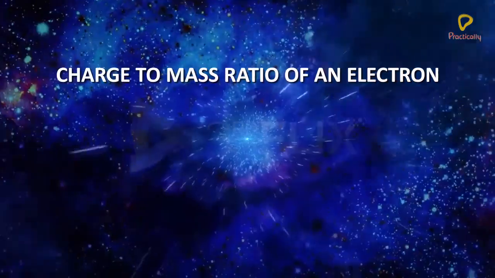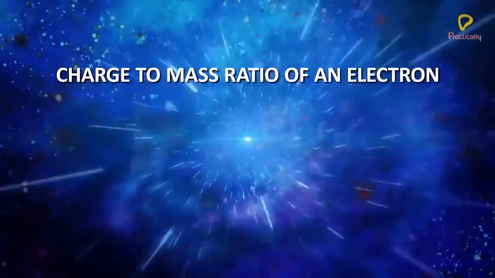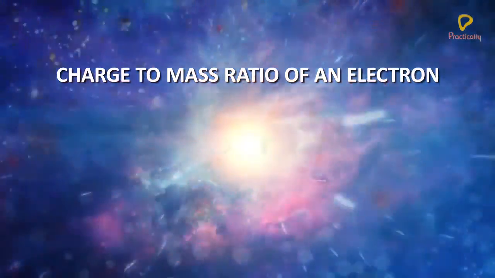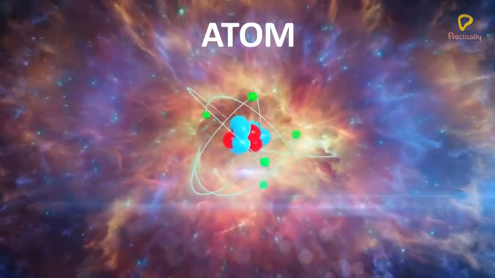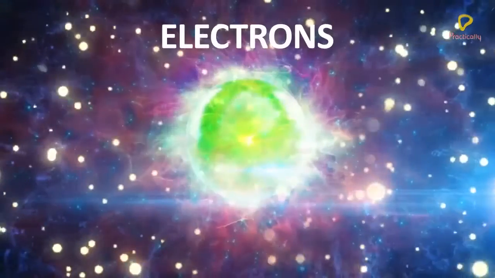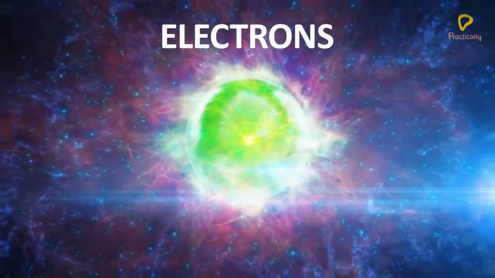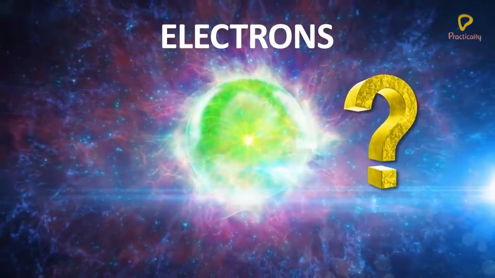Objective: to understand how the charge-to-mass ratio of an electron was measured by JJ Thompson. As you know, the atom is the smallest particle of matter, and electrons are subatomic particles present within an atom.